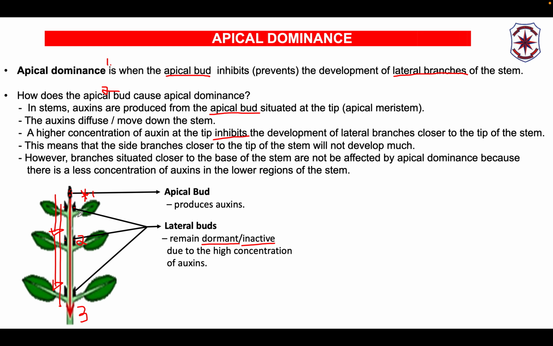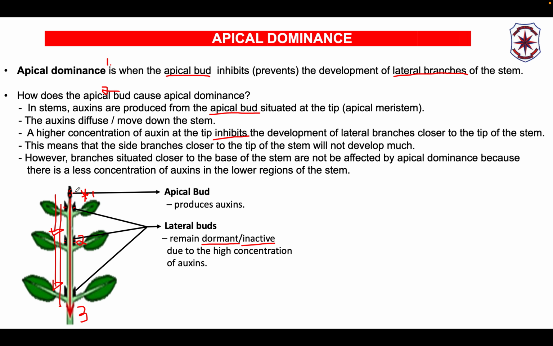It inhibits them from producing or developing lateral branches. And the higher the concentration of auxins, the more the lateral buds will become inactive and not produce lateral branches. And where did we say the auxin concentration is highest? It is highest at the tip.